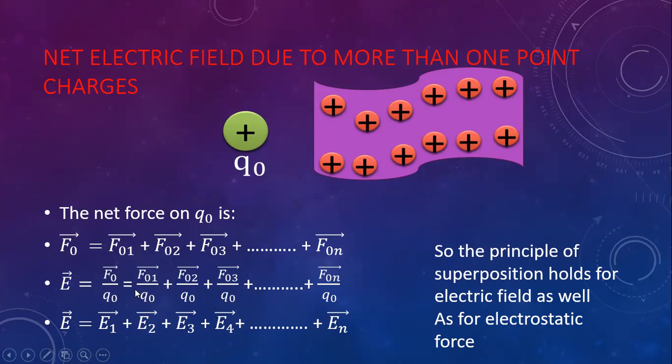So now this F over q naught is equal to E. For this purpose, F1 over q naught is E1, F2 over q naught is E2, and so on. So we will obtain E1 plus E2 plus E3 plus E4 up to En. So we will have this net electric field. Here the principle of superposition holds for electric field, as this principle holds for electrostatic force as well.